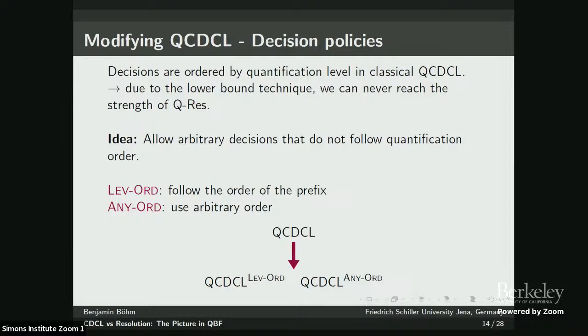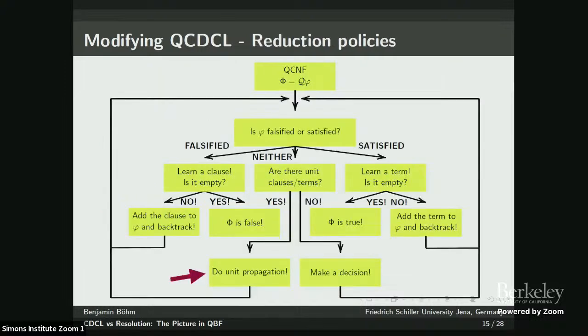And then from our original proof system, QCDCL, we get two. The first one is QCDCL lev ord, which is just our classical one, but we now call it QCDCL lev ord to show the policy is included, and the other one, QCDCL any ord. Now, unfortunately, this is not enough to simulate Q resolution proofs. What we also have to do is change the way we reduce literals. And here we are looking at reductions during unit propagation.